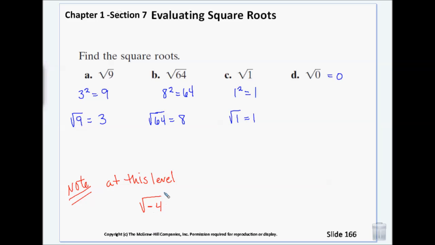If I say a negative number, there's not going to be a solution because it's undefined. Okay, so at this level of math, right now you guys are not able to take the square root of a negative number. In the future you will be able to, but for right now, if it's a negative under the square root, your answer is going to be either no solution or undefined.